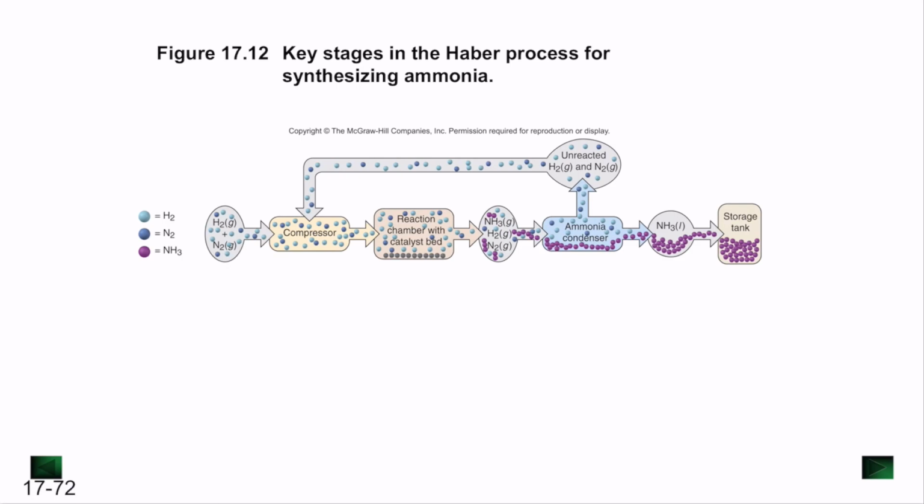This is a diagram that shows you the key stages in synthesizing ammonia. Remember that we are trying to remove NH3, so we condense ammonia to the point where we remove some of it, and send the remaining H2 and N2 back into the compressor to react in the chamber with the catalyst bed, again forming the ammonia, H2, N2 mixture, resulting in this cycle. So this is how the Haber process generally occurs.